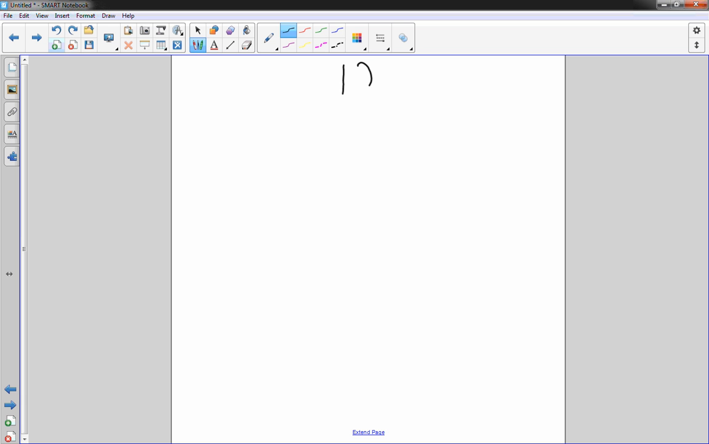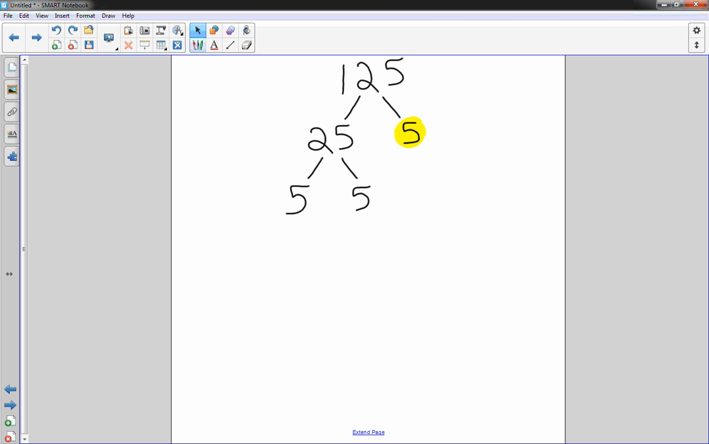I'm going to do the number 125, and that sounds like it's going to be a lot of work, but really it's not. I know 125 is made of 25s. I know it's made of 5 25s. And are either of those prime? Well, yeah, 5's prime. 25's not. So I can keep working with that one. Make my branches. 5 times 5 is 25. And the number 5 is prime.